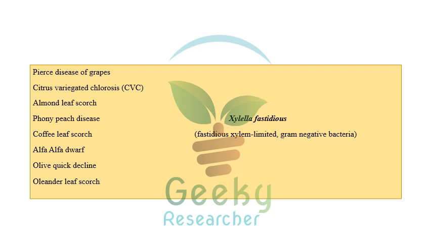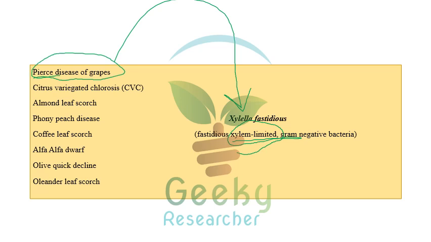As I told you, Pierce disease of grapevine is caused by Xylella fastidiosa, the first plant pathogenic bacterium to be completely genome sequenced. We also discussed earlier that it is a xylem limited gram negative bacterium, which means the bacteria are confined to xylem vessels only. Not only Pierce disease of grapevine, but also other diseases are caused by Xylella fastidiosa only, fastidiosa, not fastidious, okay?